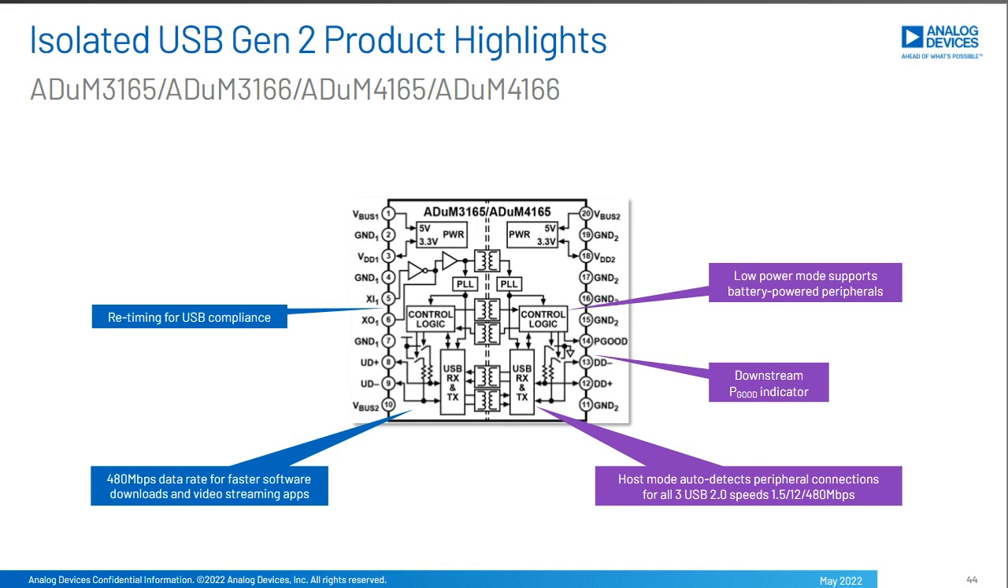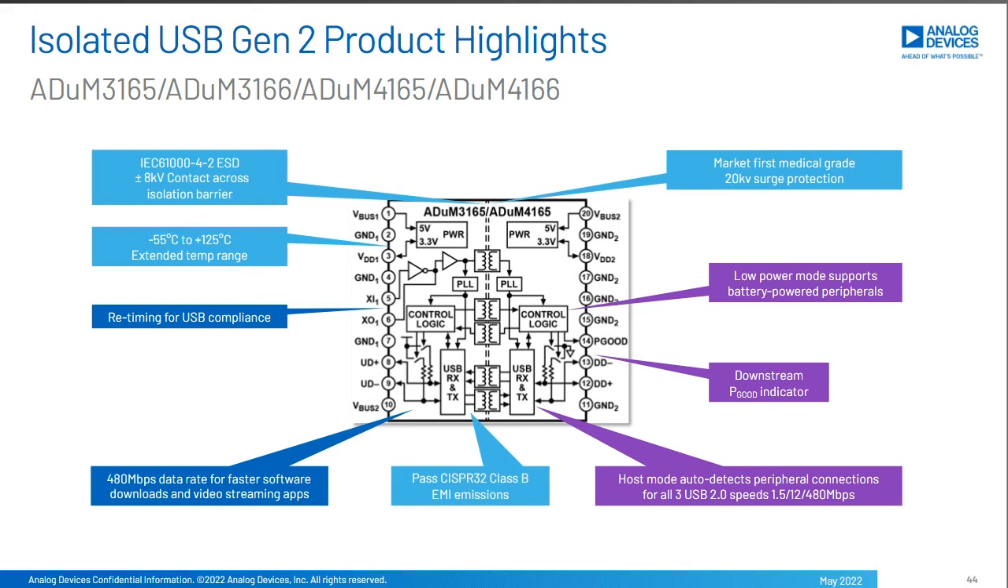And just in the general functionality of the product and the isolation barrier, we've got an extended temperature range support, and the isolation barrier supports 8 kilovolts contact across the barrier for IEC ESD, as well as the market's first 20 kilovolt surge protection. And we put a big focus on our new products, so meeting Class B requirements for EMI and for stringent standards like CISPR 32. And as well, on the upstream side, we've also built in robustness features like short circuit protection on the upstream side.